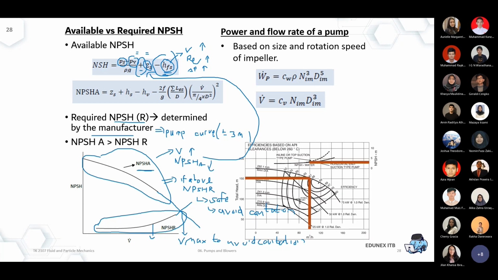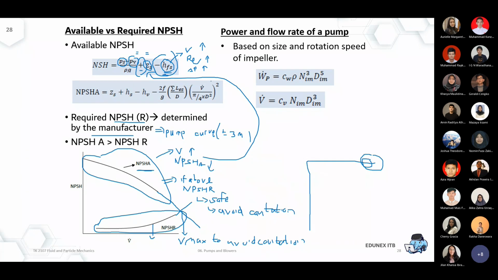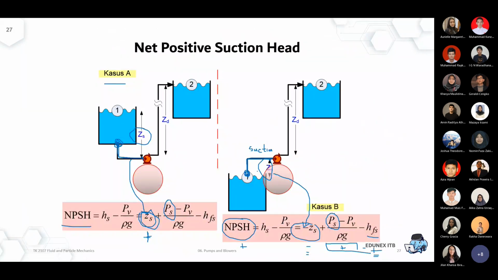So this is the example from the previous pump curve. Let's say you want to operate at 100 cubic meters per hour. So that's your NPSH required, which is around 3 meters. Okay, so your NPSH available has to be above this number to prevent cavitation. So the question now: how can I provide positive NPSH?